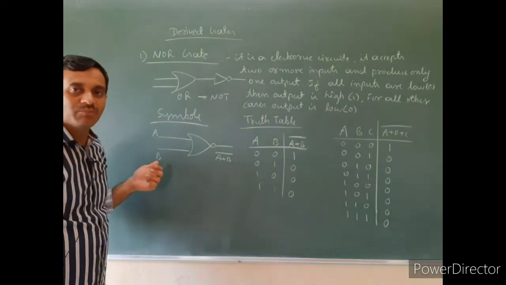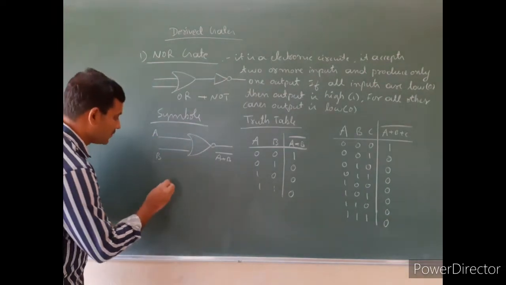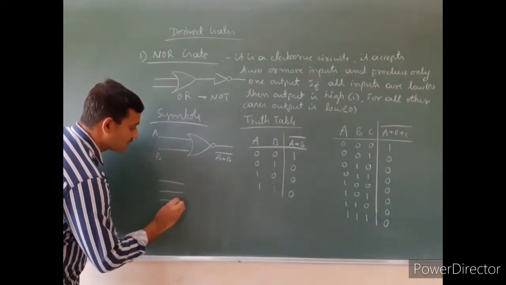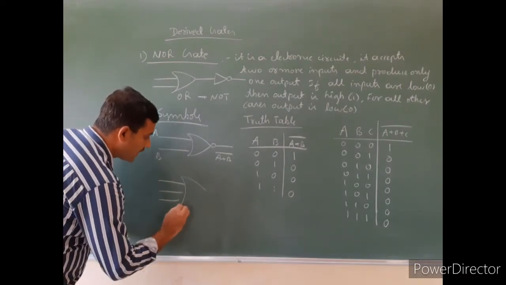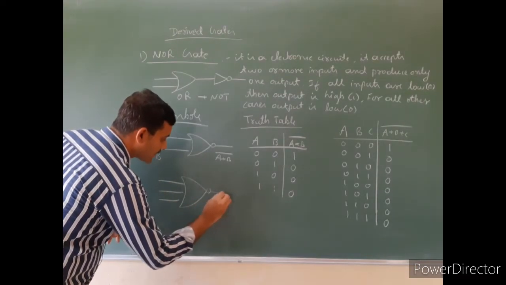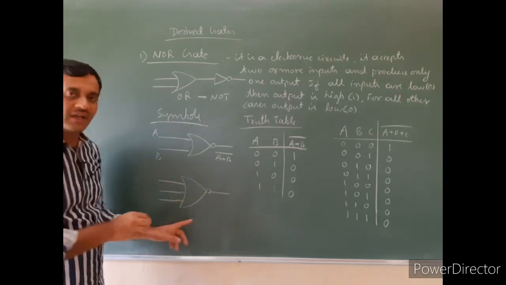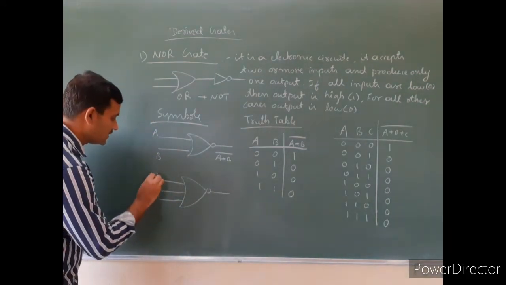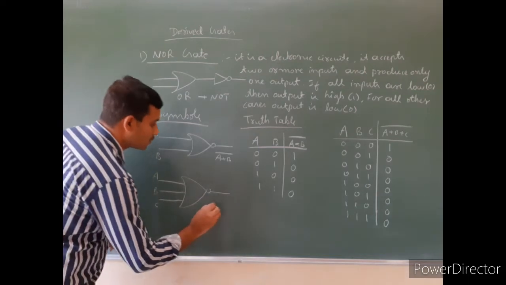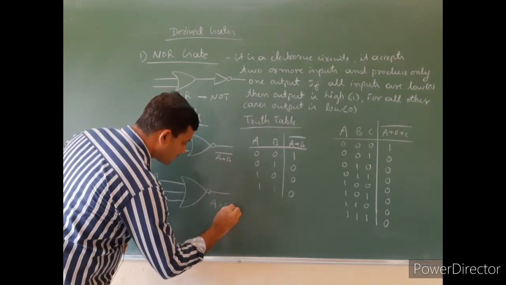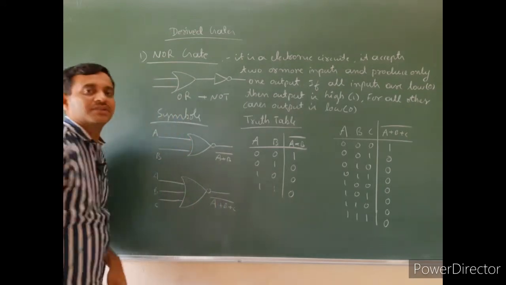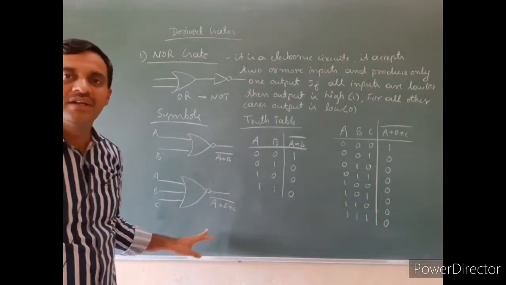Let us see the symbol. If it is three variables or three literals, we have to draw three lines at the input side. Then there is an OR gate, then an inverter bubble. If it is A, B, C, then the output is A plus B plus C whole bar. This is the logic circuit for three variables.